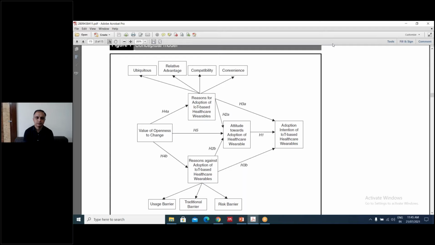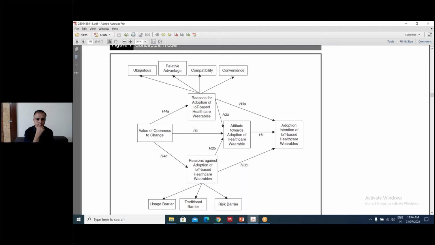So, I did not test any moderation effect, nor did I test any mediation effect, because this was a relatively new technology and catering to the vulnerable section of society, that is senior citizens. So, it was a very simple model. Now I'm talking about the first point, the reasons for and reasons against.